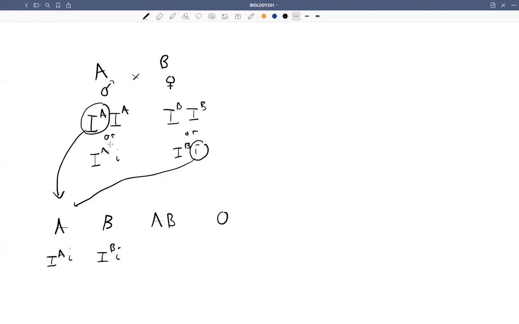And type AB is possible if dad gives an A and mom gives a B. There's only one genotype for type AB blood. And type O would be possible if mom and dad are both heterozygous. They would each have a little i allele and they could give that to their offspring.